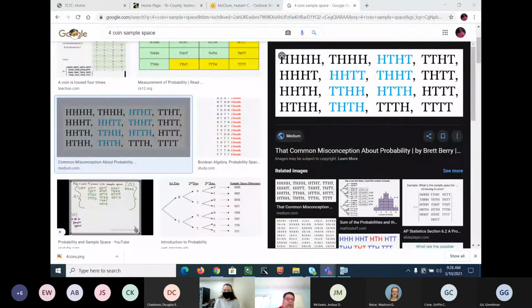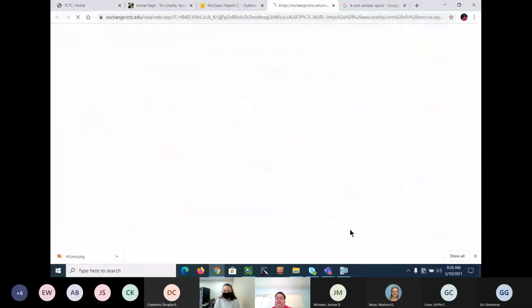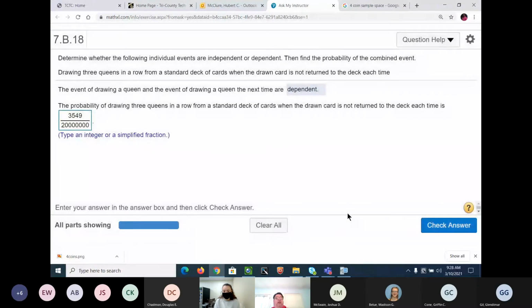All right, let's go over another homework problem. This problem is 7B, number 18 in Bravo. This is a test question, so we'll give you a second to write it down, since it's going to be on the test. Determine whether the following individual events are independent or dependent. So that means this is a multiplicative problem.